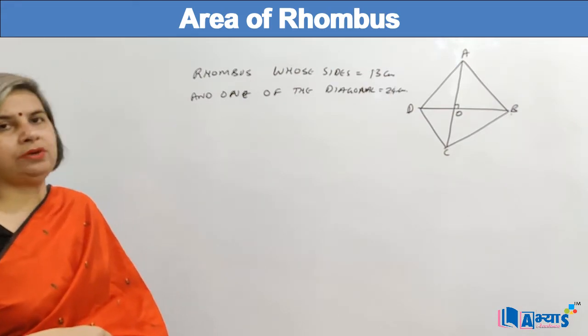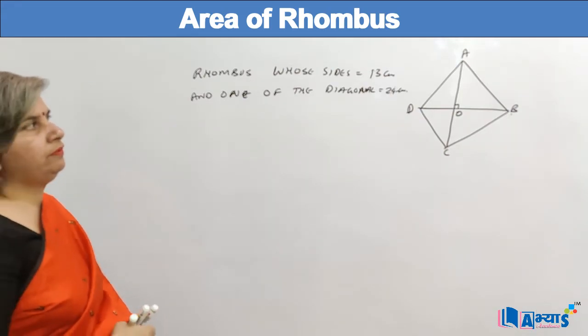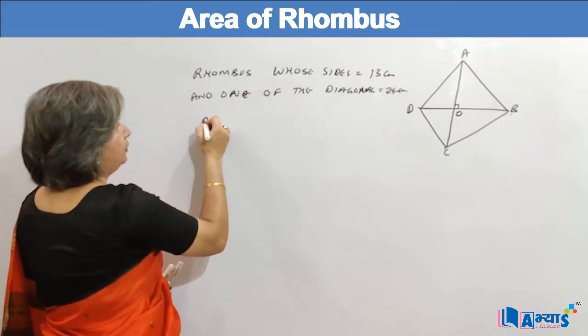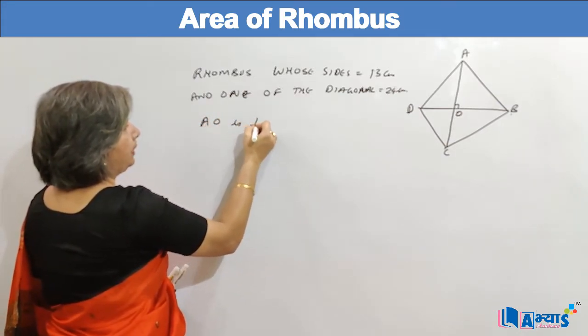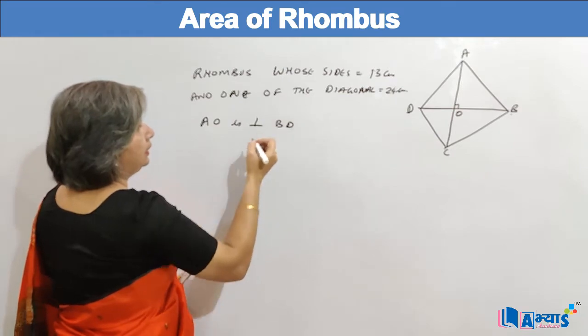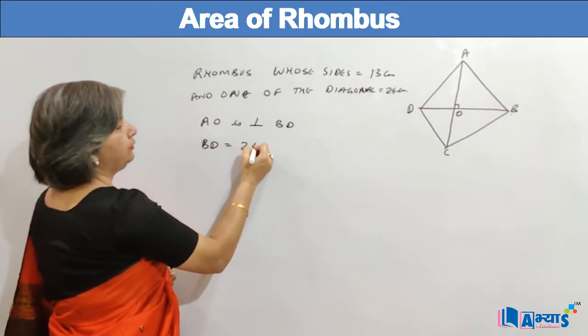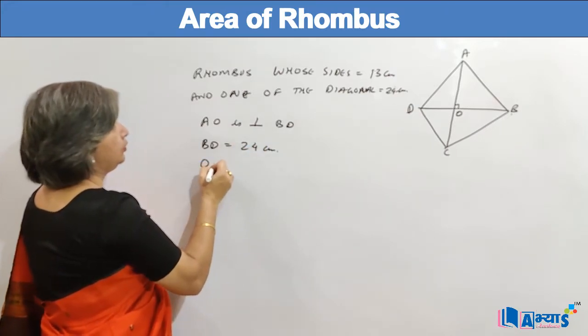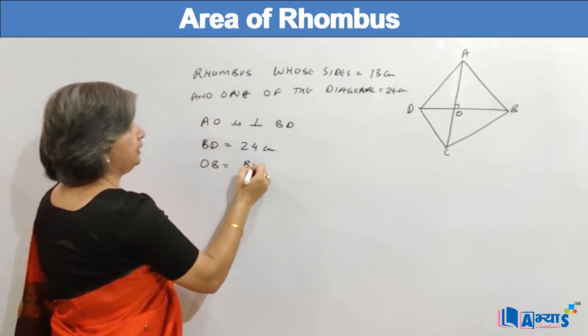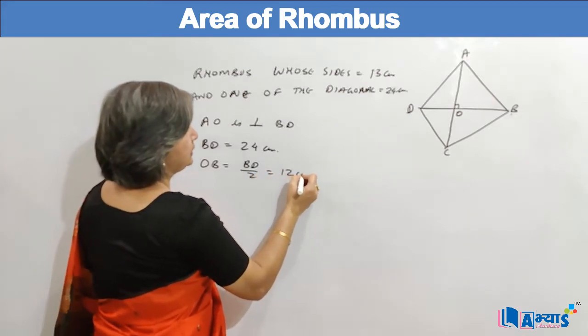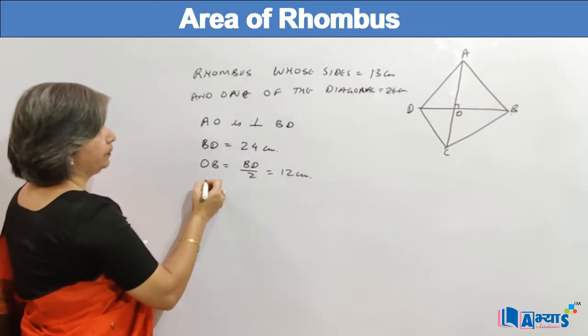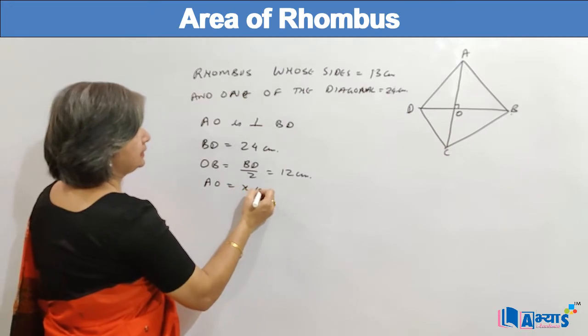So we will first try to find the other diagonal. For this, we will use the concept that AO is perpendicular to BD. Let us suppose BD is equal to 24 centimeter. So we can say OB is half of BD, that is BD upon 2, that means 12 centimeter. Now let AO be equal to X centimeter.